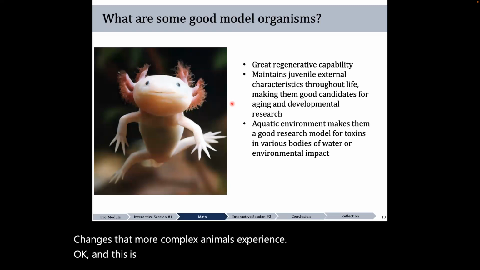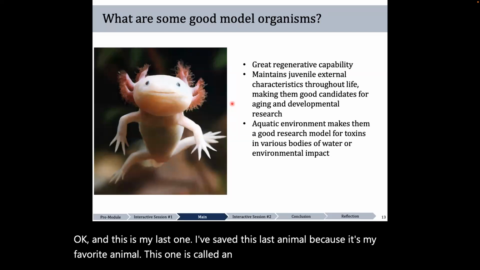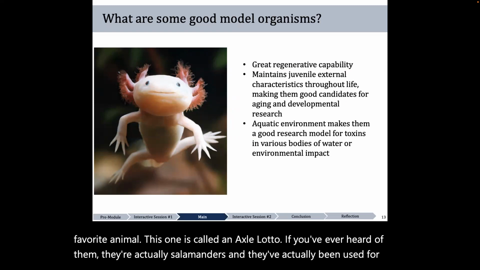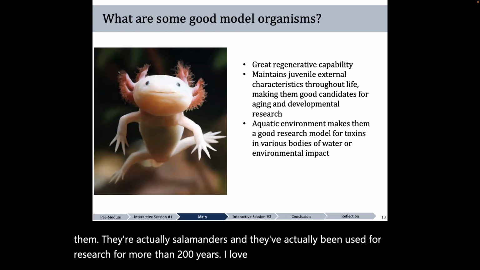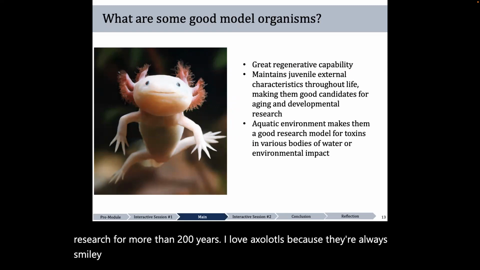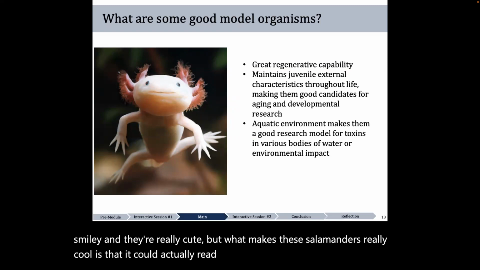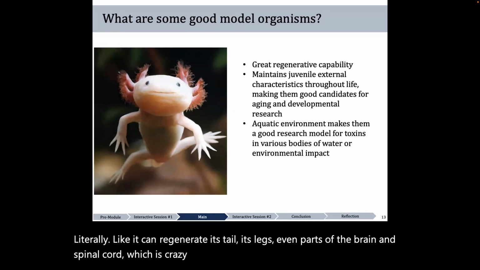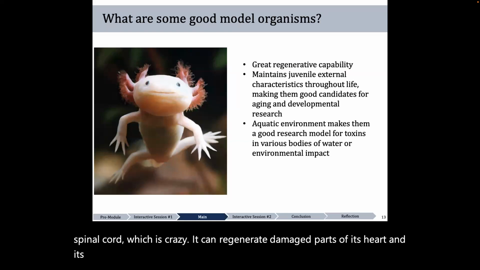Okay, and this is my last one. I saved this last animal because it's my favorite animal. This one is called an axolotl, if you've ever heard of them. They're actually salamanders, and they've been used for research for more than 200 years. I love axolotls because they're always smiley and they're really cute. But what makes these salamanders really cool is that it could regenerate any of its limbs, literally. Like, it can regenerate its tail, its legs, even parts of the brain and spinal cord, which is crazy. It can regenerate damaged parts of its heart and its lungs. Pretty much almost any part of its body, it can regenerate.